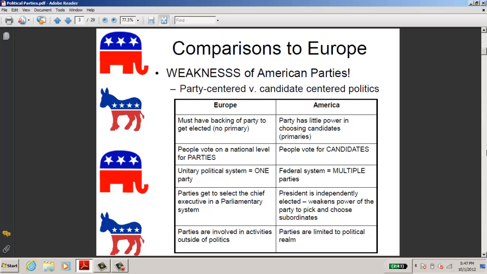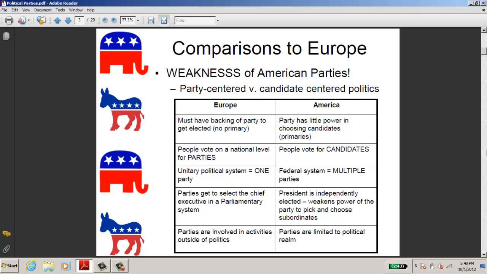In Europe, parties actually get to select the chief executive. So the prime minister is chosen by the members of the legislature, voted on, with, of course, the party boss exercising an incredible amount of influence. In America, the president is independently elected. Well, this is going to weaken the power of the party to pick and choose his subordinates.